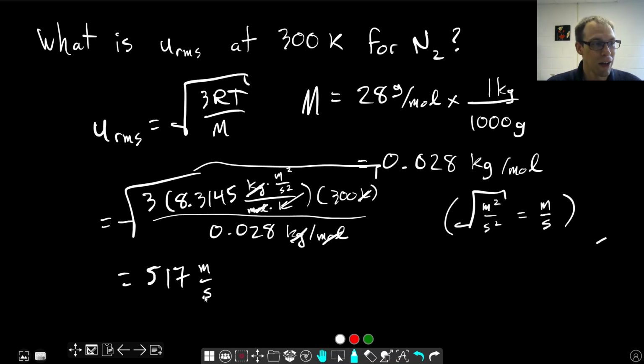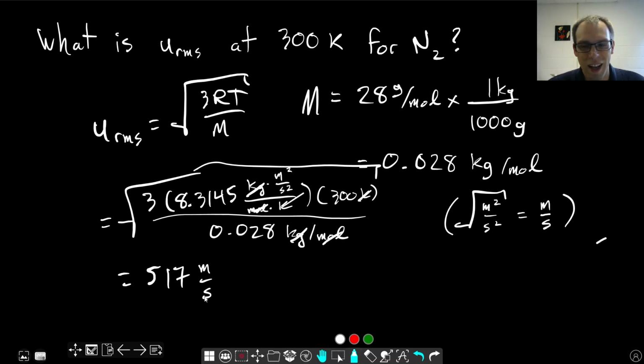So a meter is something like, right, it's 100 centimeters or 1,000 millimeters. Or it's about a yard or 3 feet. And so that's 500 of those in a second is how fast a gas particle is moving.